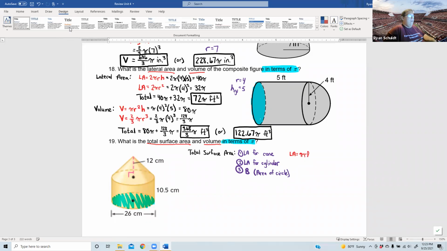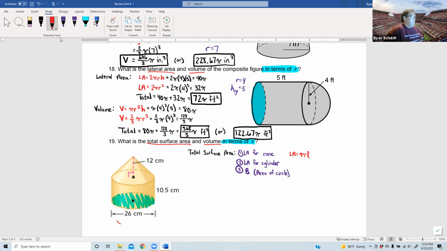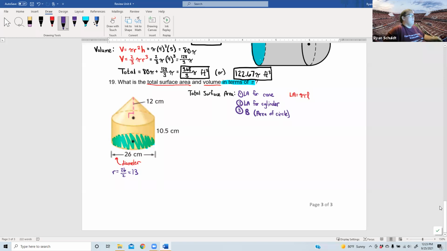Pi RL. Well, I know, let's see, this 26 is our diameter. So the radius would be 26 divided by 2, which is 13. So I know my radius. Radius is 13. So this distance right here is 13. I'm also going to mark it down here.